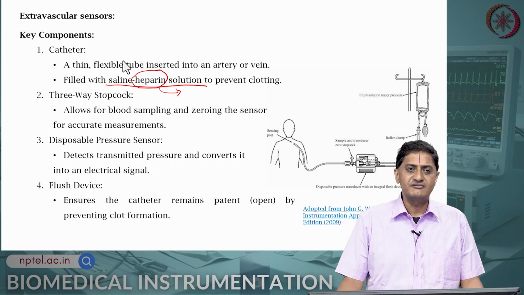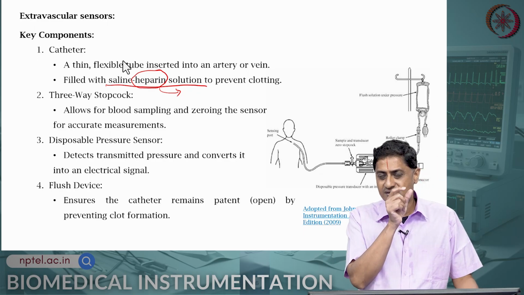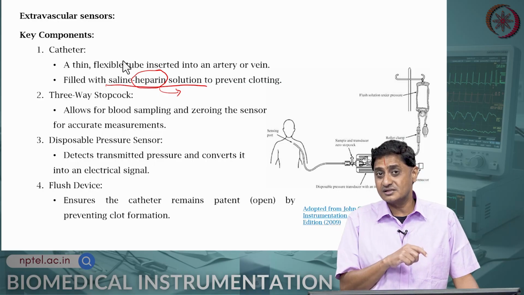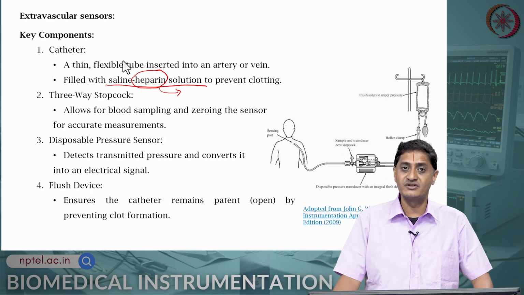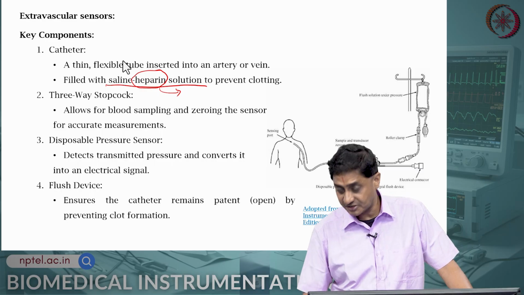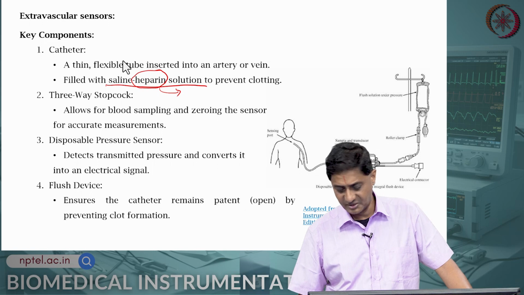And then there is a flush device that essentially ensures that the catheter remains open by preventing clot formation, because if a clot forms, clot is solid and the catheter itself contains only fluid. So, any pressure change at the intravascular end of the catheter will not be detected at the extravascular end. So, we will have to ensure that the catheter is open and patent, and it does not have any clot that is obstructing or any other solid that is obstructing. The other possibility is the formation of bubbles, for example.